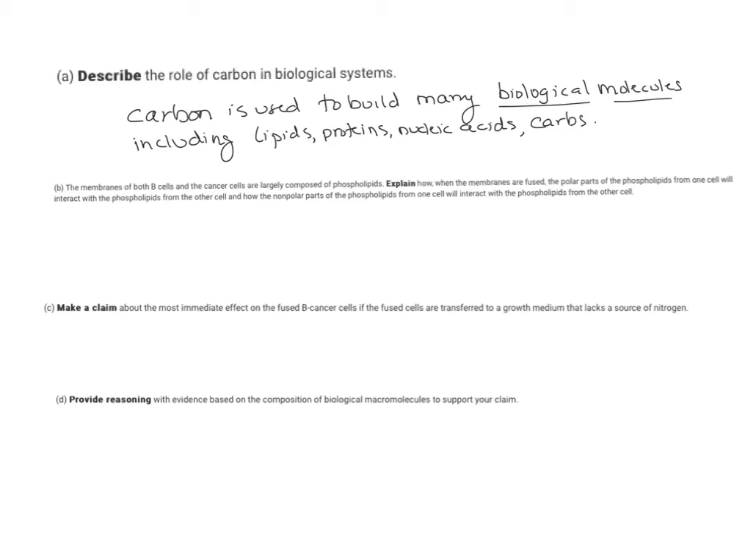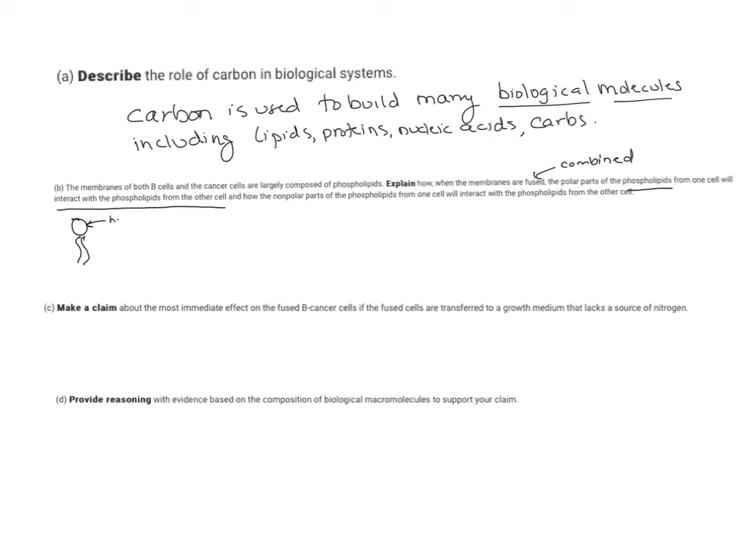Okay, the second question says, the membranes of both the B cells and the cancer cells are largely composed of phospholipids. Explain how when the membranes are fused, which means combined, the polar parts of the phospholipids from one cell will interact with the phospholipids from the other cell, and how the nonpolar part of the phospholipids from one cell will interact with the phospholipids of the other cell. So in your reading, and also in Mr. Anderson's video on biological molecules, he talked about phospholipids, and this is just a simplified model of one.